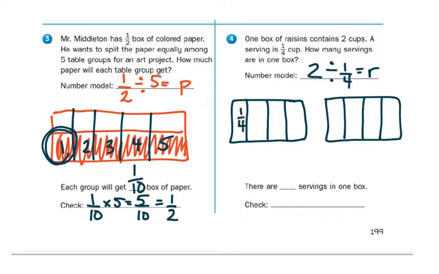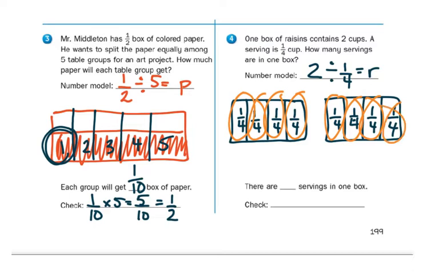So I have 1/4, 1/4. That equals 1 full cup. That equals 2 cups. So how many servings are there? 1, 2, 3, 4, 5, 6, 7, 8. How do I check that? Well, there are 8 servings times 1/4 equals 8 fourths, which, how many 4s are there in 8? 2. All right, don't forget to go into McGraw-Hill and play Exponent Ball.